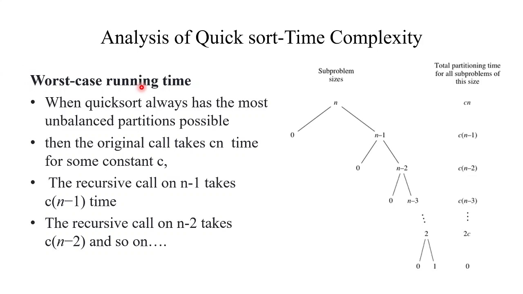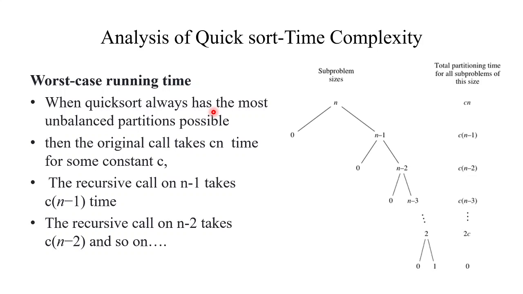The worst case running time is when the quicksort always has the most unbalanced partitions possible. So whenever the quicksort is having the unbalanced partition, that is, the partition is not getting exactly at the middle or in the median, then we can say it is a worst case. So worst case mainly occurs when you have a sorted array.